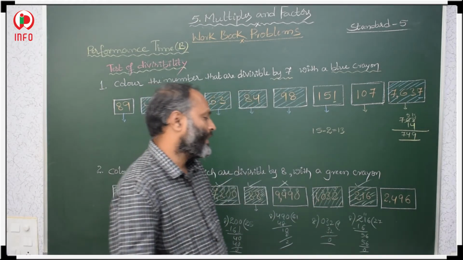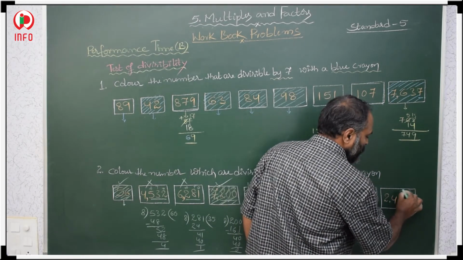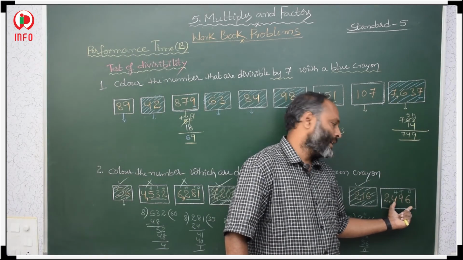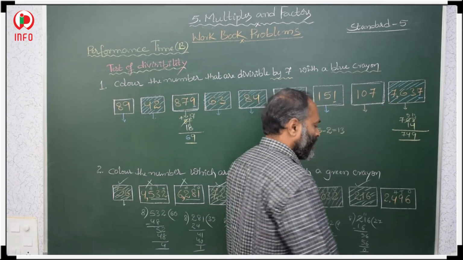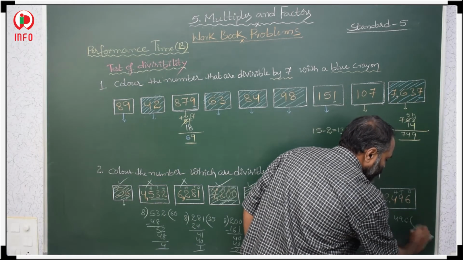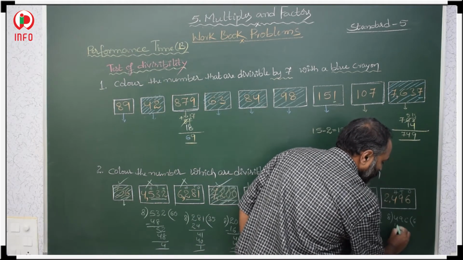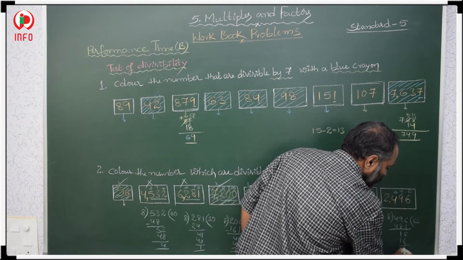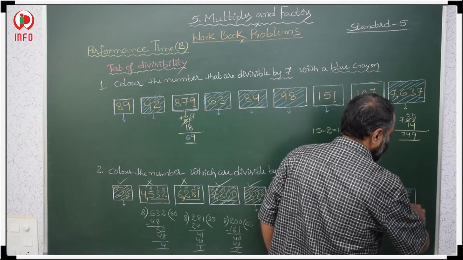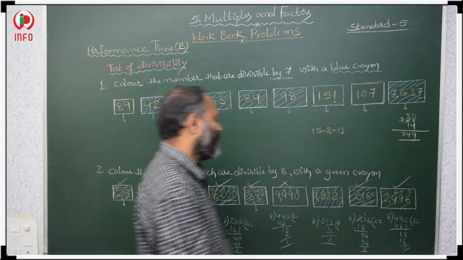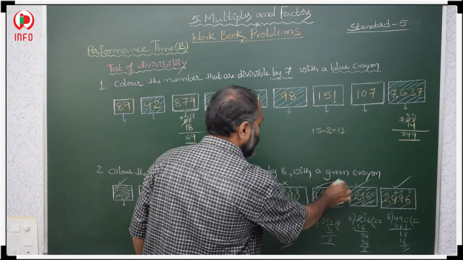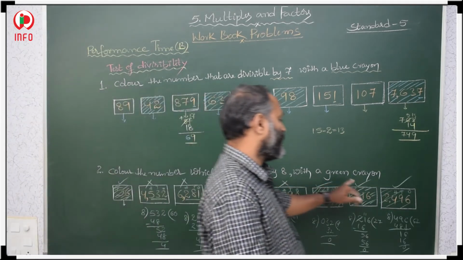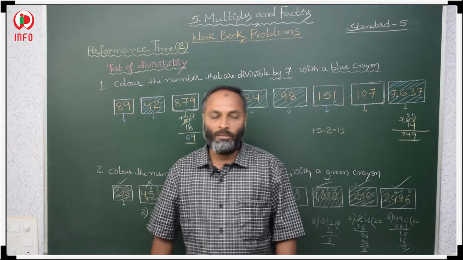Next, 496. So ones, tens and hundreds. These last 3 digits you have to check, whether they are divisible by 8 or not. 496 divided by 8. 8 6s are 48 and 1 left, then 6. 8 2s are 16, remainder is 0. So this one is also divisible by 8. Okay. So these are the divisibility conditions. How many numbers are divisible by 8? 1, 2, 3, 4, 5, 6. 6 numbers are divisible by 8.